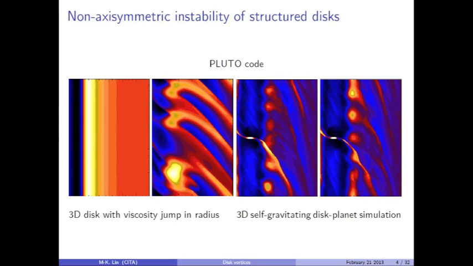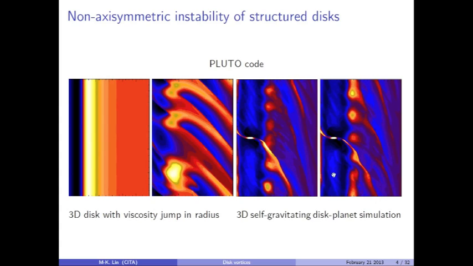And these are some simulations I've done with the Pluto code. The two examples here on the left are a three-dimensional disk where I've imposed a viscosity jump in radius. And so I've chosen the viscosity profile such that the inner disk has a high viscosity value and the outer disk has a low viscosity value. So at this viscosity jump here we have mass buildup, and that localized structure becomes unstable, and we form these large-scale vortices in the disk.